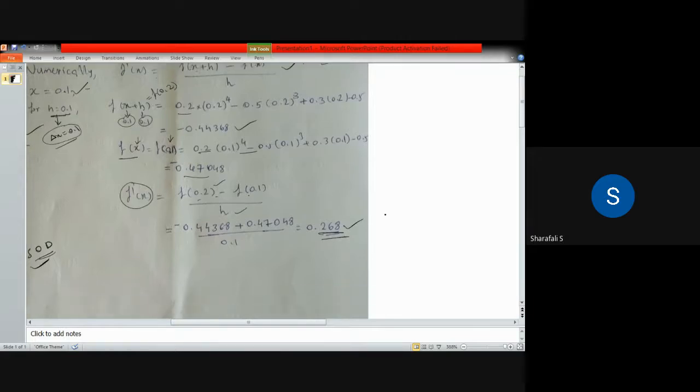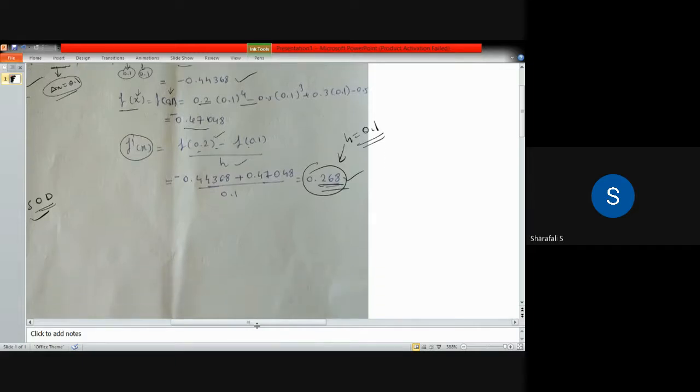So I'm not going to do second order differentiation. You can do it by yourself and check the values. So this is how we can do that numerically. Numerically, you can see this is 0.268 for h equal to 0.1, which is a larger value. So 0.268 is the numerical value.